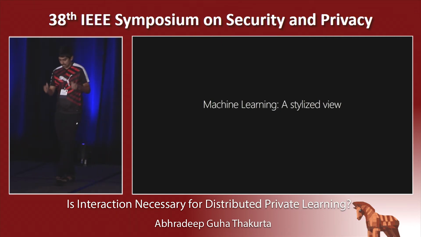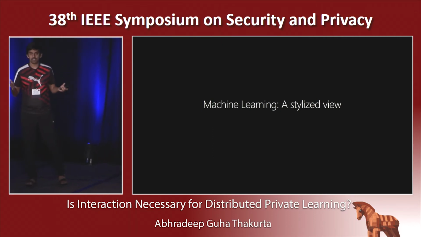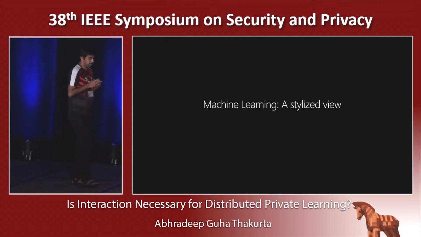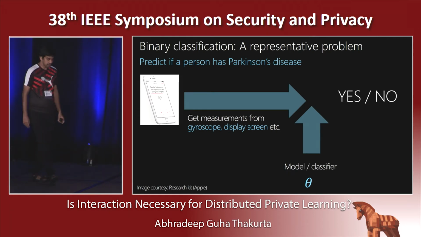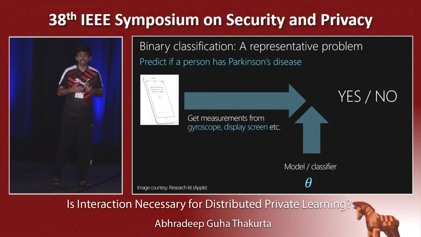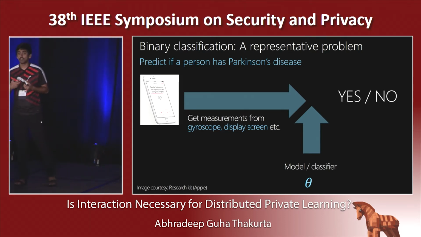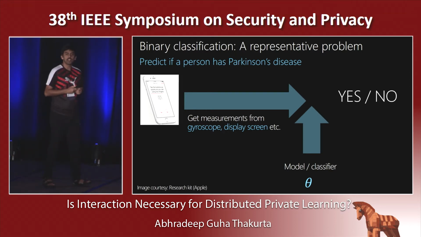So by now I have told you about what distributed learning is. We want to work with privacy. Let's clear out these jargons. The first thing I want to clear out is what machine learning is, and I will give a very stylized view. Suppose we want to train a classifier for Parkinson's disease. From the phone, you can have some kind of gyroscopic feedback from the phone or haptic feedback from the screen, and you want to train an algorithm which, for a particular person, would tell whether this person has Parkinson's disease or not.